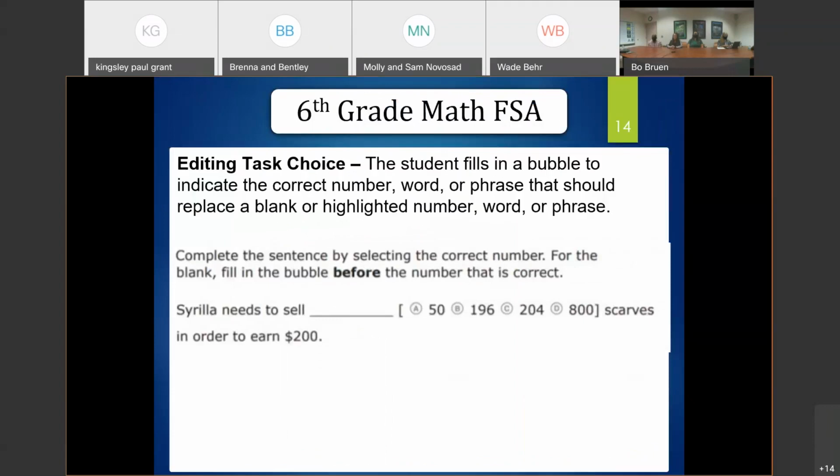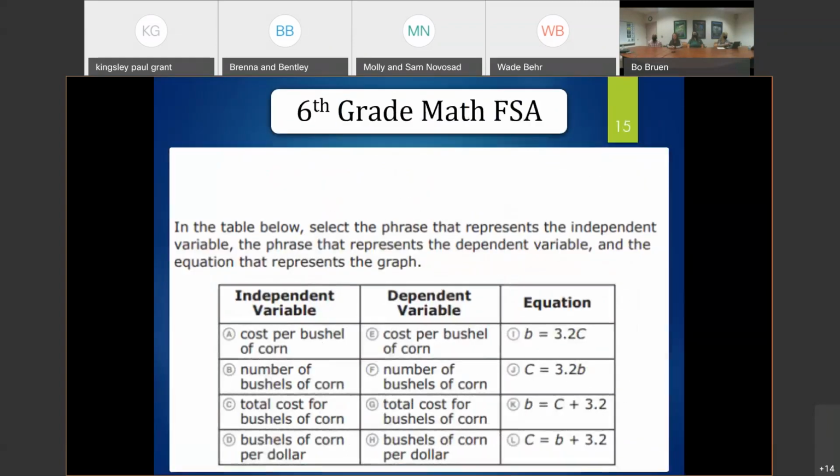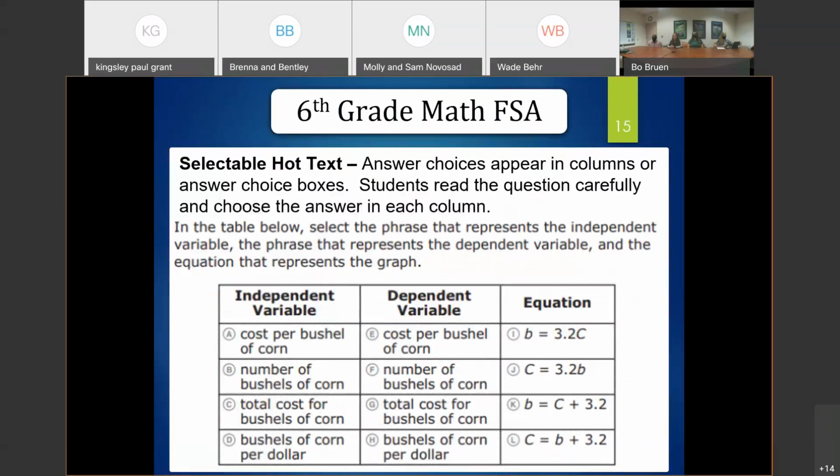And they also have to edit problems, I guess we could say that. There are choices there that you can see in the example, and they have to read and fill in the correct choice. They call it an editing task choice. And this one is called a selectable hot task, where the choices appear in the columns or the answer choice boxes, and they have to read the question carefully and choose the answer in each column. All throughout the whole school year, they have seen questions in these manners to get them used to it so that when it comes to the FSA, they will understand how to answer these questions.